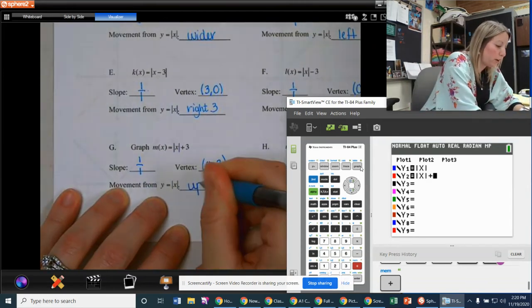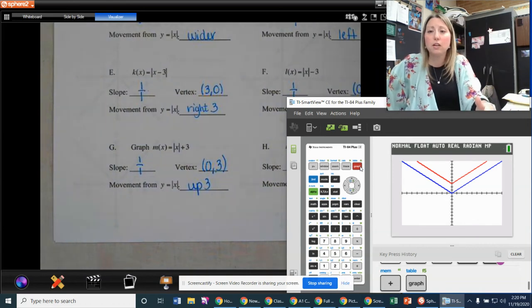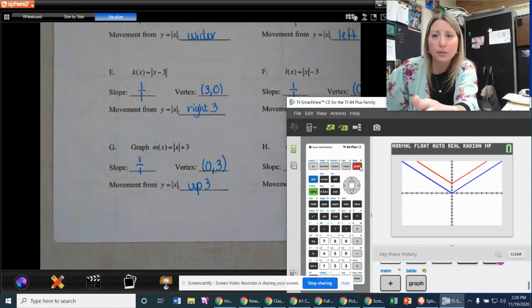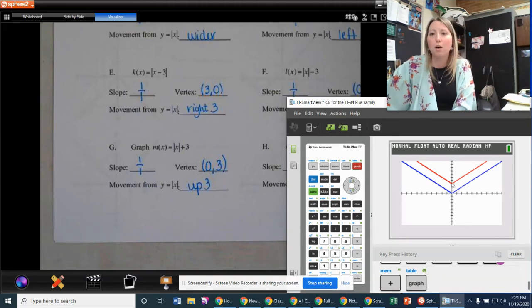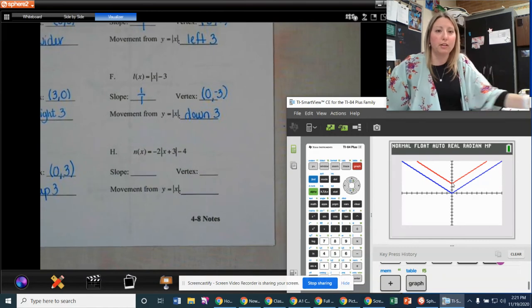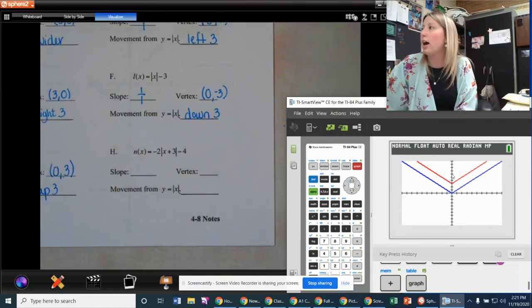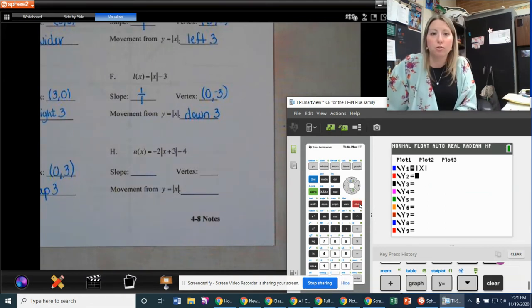So let's just prove it by pressing graph. And again, if you don't know these things, plug that equation into the graphing calculator and see this movement up. We went up 3, so we're at 0, 3. So now I'm going to combine several of these things in n of x. I'm going to leave my parent function right here, and this red is going to be all several of these things. I'm going to clear it out and just start over.